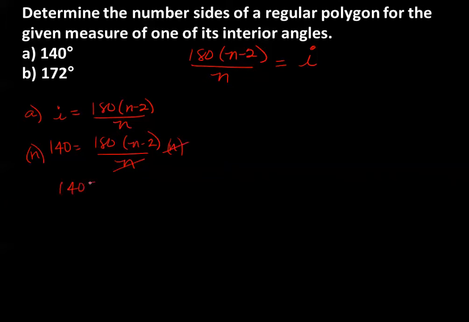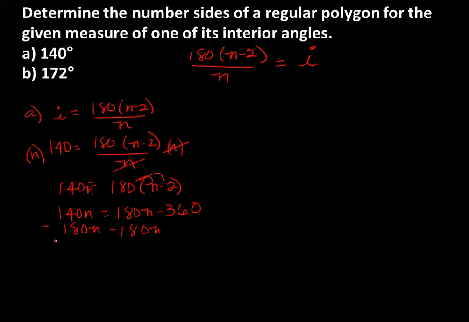So I end up with 140n equals 180 times (n minus 2). So I got 140n. I got to distribute this. So I have 180n minus 360. Got to get my n's on one side. I prefer them to be positive, but it just didn't work out with this one.